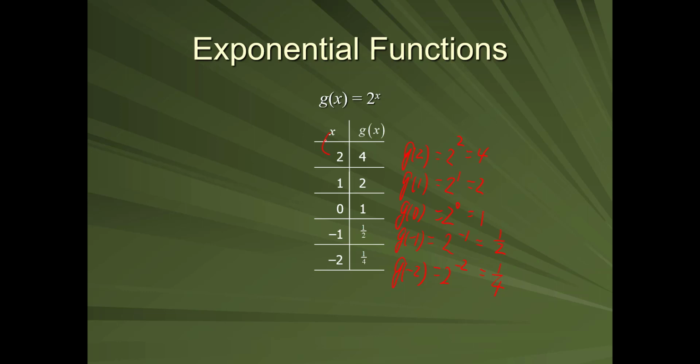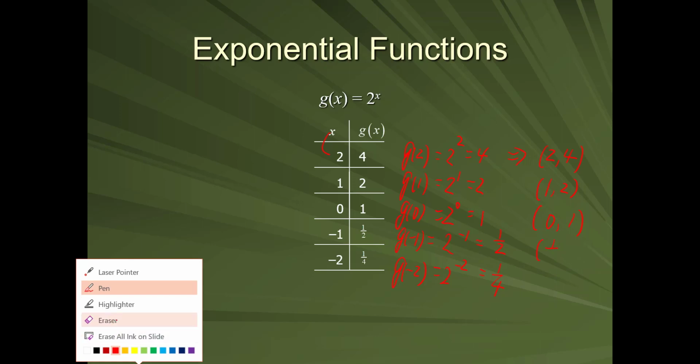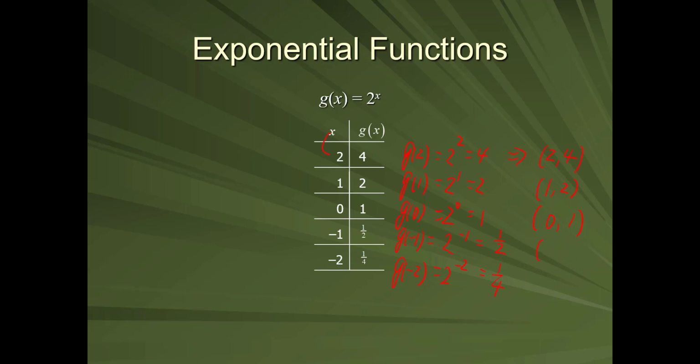So first ordered pair is 2, 4. Second, 1, 2, then 0, 1, negative 1, and half. And if you observe the y value here, looks like it becomes half of the previous number. Okay, so we get negative 1 and a half, and then negative 2 and a quarter. So right here, we're just plotting all these ordered pairs and get a graph.